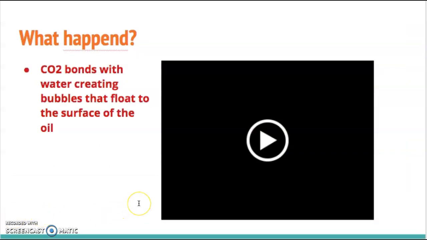Once the carbon dioxide is formed, it goes on to bond with water, which creates these bubbles, which then float to the top of the surface above the oil.